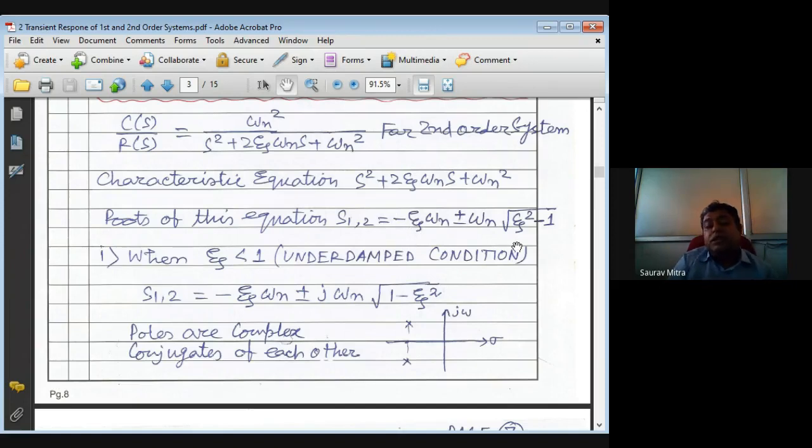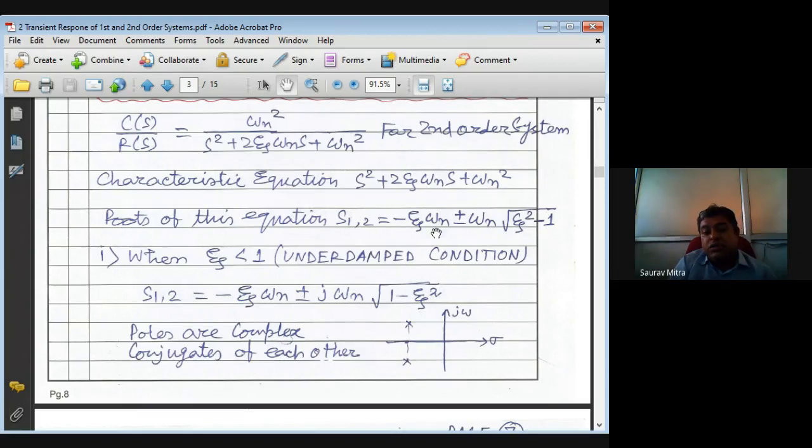You just substitute zeta. First case, the underdamped condition. Underdamped condition means zeta is between 0 and 1. You can substitute 0.6 and you will find that you get 2 poles like this. The poles will be imaginary poles. If you substitute 0.6 here, 0.6 squared is nothing but 0.36. 0.36 minus 1 is minus 0.64. So here you will find plus minus j0.8 likewise. So here you are going to get 2 complex conjugate poles if zeta is less than 1.